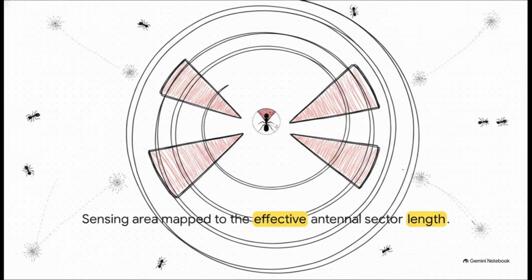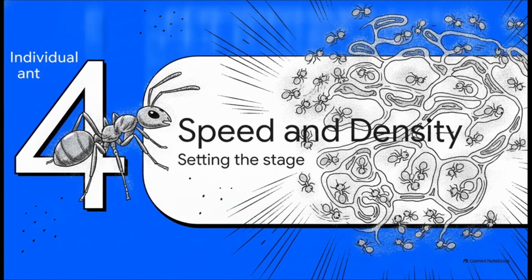Because every individual only has this tiny little cone of influence, how they move through the wider space becomes the absolute most important factor in whether a burst explodes or just fizzles out. Let's look at part 4, speed and density, and how they set the stage for a burst.